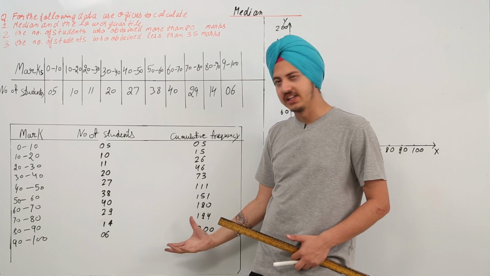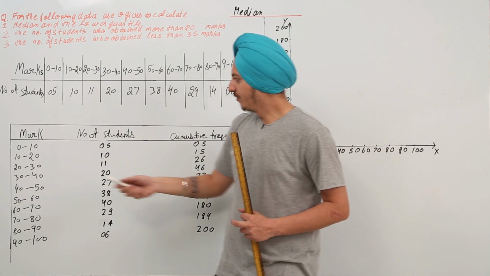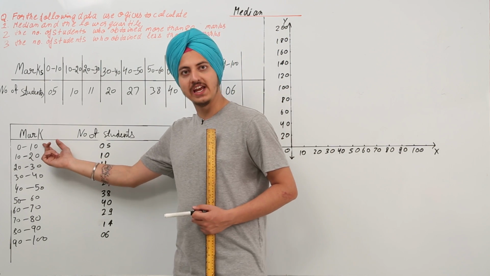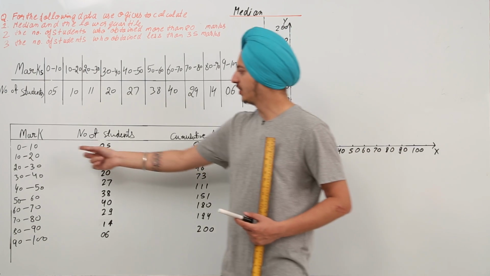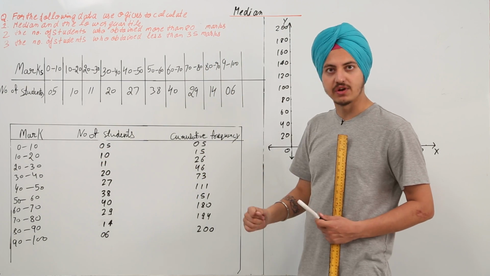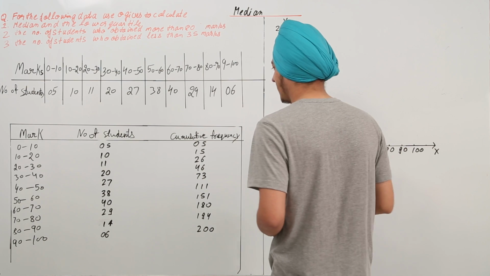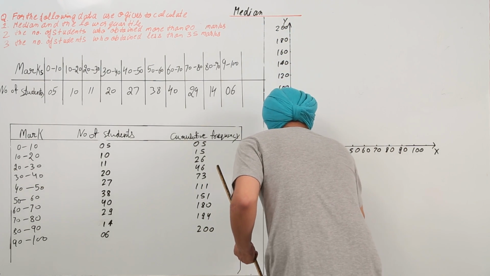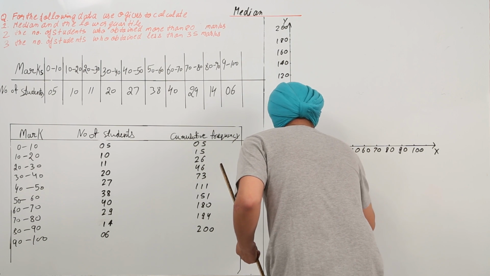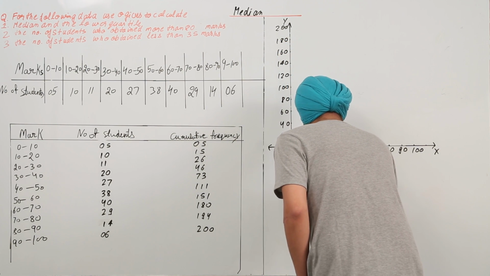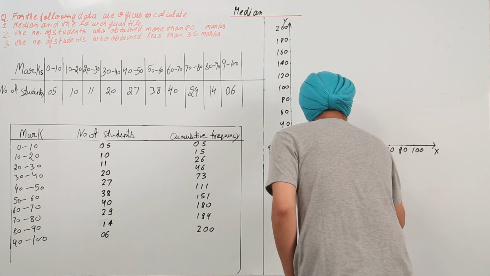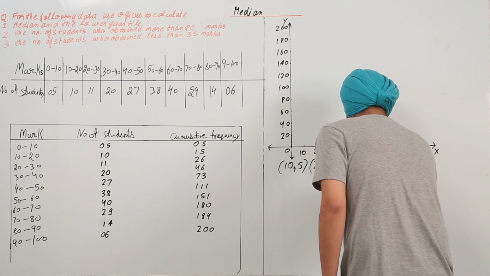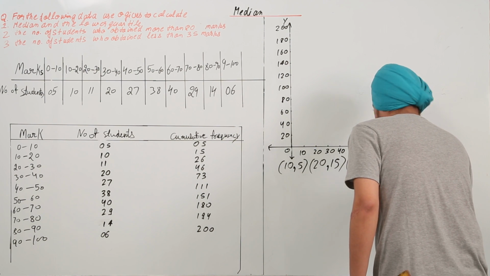Now, after making this, what do we used to do? We used to take the upper limit of all of these, and we used to mark the point for this, say 10 and 5, for this 20, 15, right? So what I'm going to do is that I'm going to write these points over here. Okay, so the first point is 10, 5. Second point is 20, 15, right? Third is 30, 26. The fourth is 40, 46.